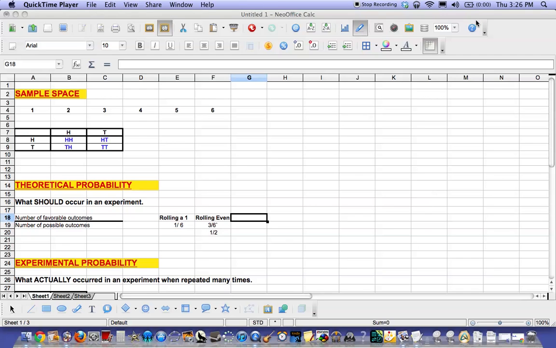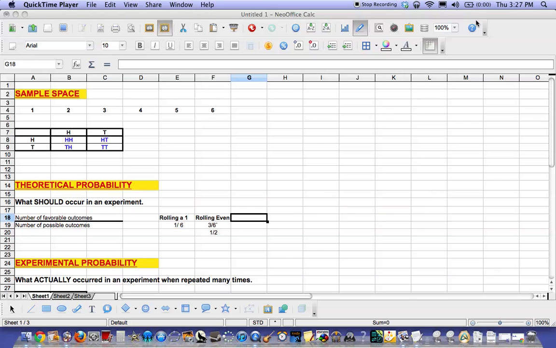Hi, I'm Mr. Kangas, and today we're going to take a look at Chapter 12, Section 7, Simple Probability. There are three different things we're going to discuss in this video. We're going to talk about sample space, theoretical probability, and experimental probability. All sounds big and scary, but really it's very simple.